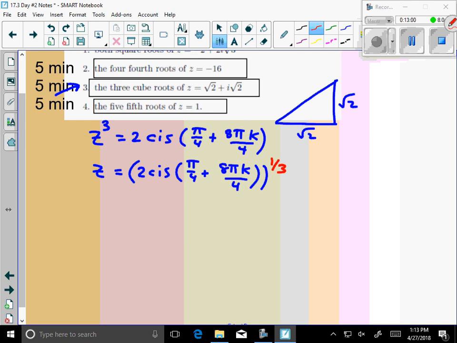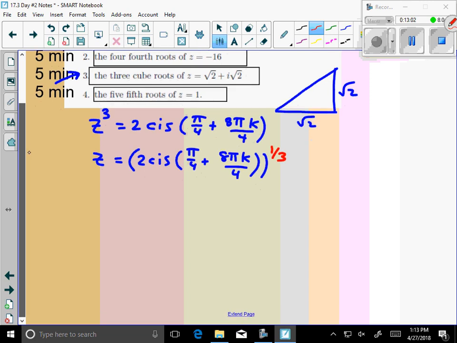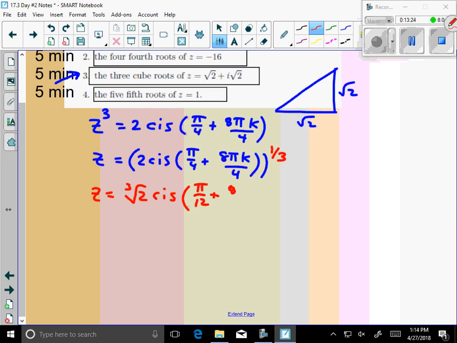Okay, so what are we going to do here? 2 to the 1/3 power. Gross, right? So I'm just going to do this. Make it look pretty, yeah? You okay with that? Okay, so that'd be cis, looks like pi over 12 plus 8 pi over 12.